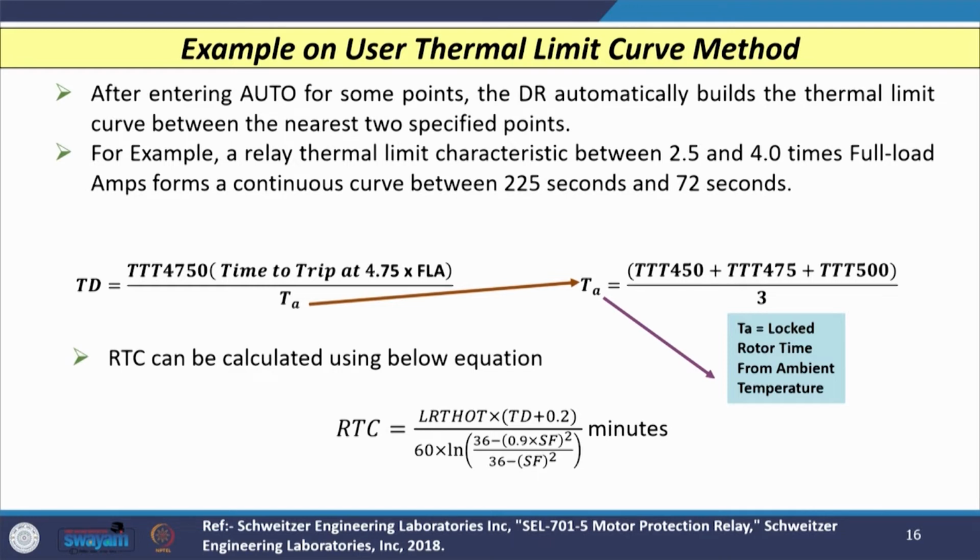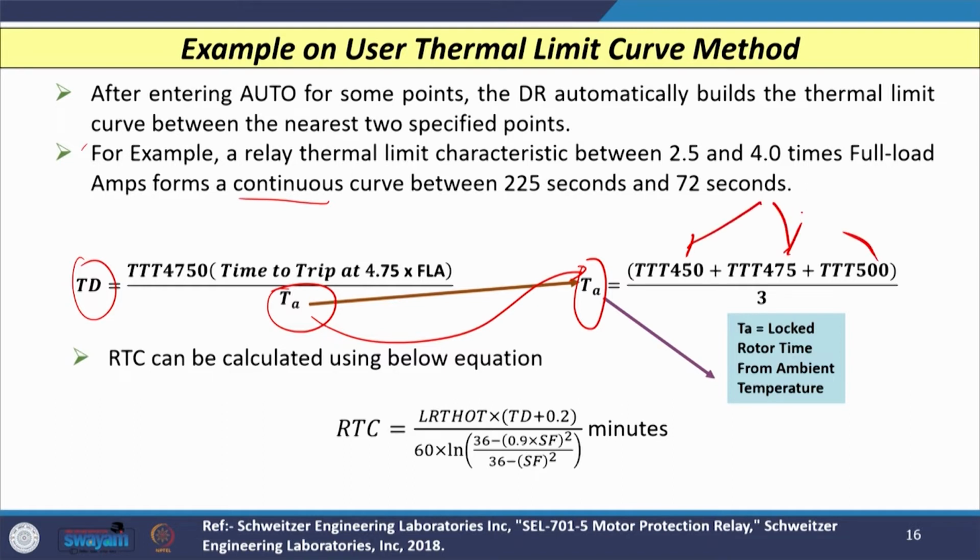nearest points. For example, if a relay thermal limit characteristic is between 2.5 to 4 times the full load amps from a continuous curve between 225 seconds and 72 seconds, then the value of TD can be calculated using time to trip at 475 FLA divided by TA, and TA can be calculated using this equation, where you are just calculating the value of TA by averaging the time to trip at 3 different values of FLA.